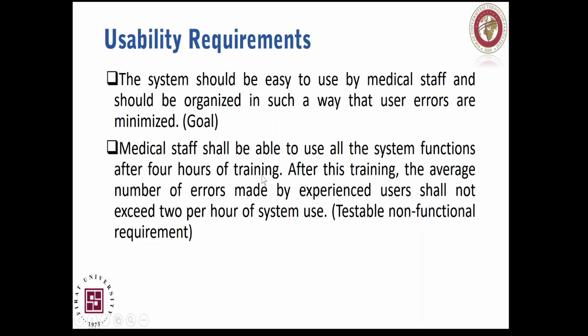So after this training, the average number of errors made by experienced users shall not exceed 2 per hour of system use. Well, here we say in such a way that user errors are minimized. Minimized to what? To which level? So here we can say it in another way that makes metrical sense to us, something that we can measure. After this training, the average number of errors made by experienced users shall not exceed 2 per hour. Well, we can measure 2 per hour. Here we cannot measure minimized. Minimized means what? 0 per day or what? So maximum 2 per hour.